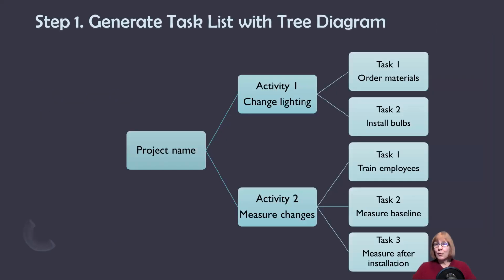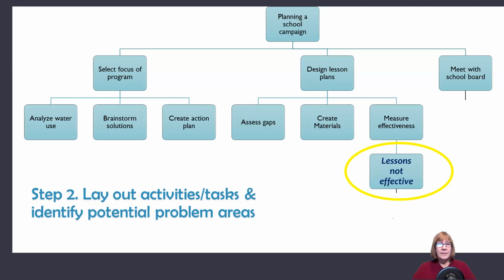So here, step one is to use your task list with the tree diagram, and then lay out the activities and tasks and identify potential problem areas. So this goes back to planning a school campaign. The first thing was to select the focus of the program, then design the lesson plans and then meet with the school board. So one of the things that they wanted to do is to measure the effectiveness. So what happens if the lessons are not effective?